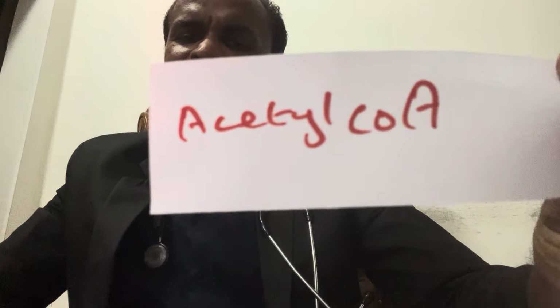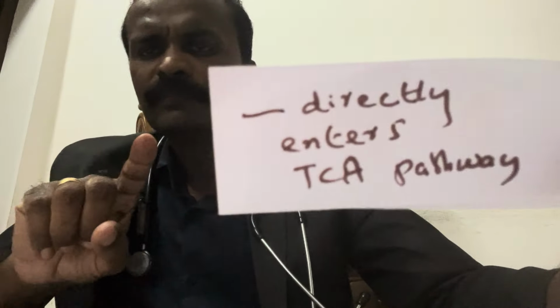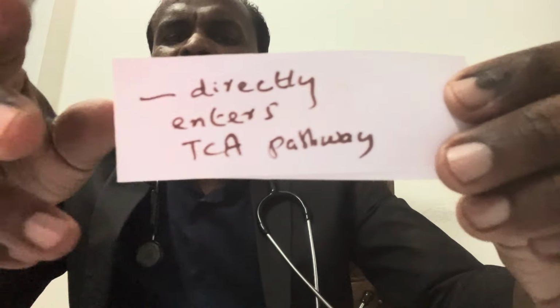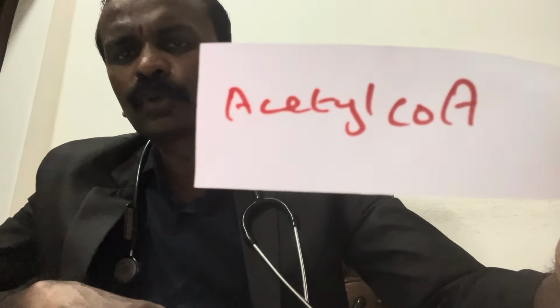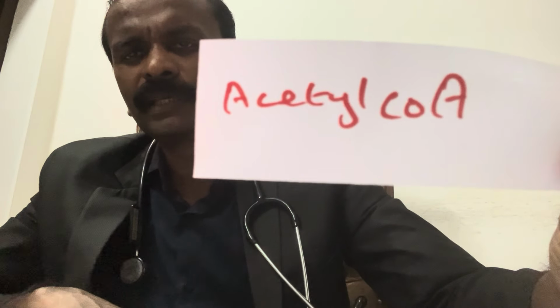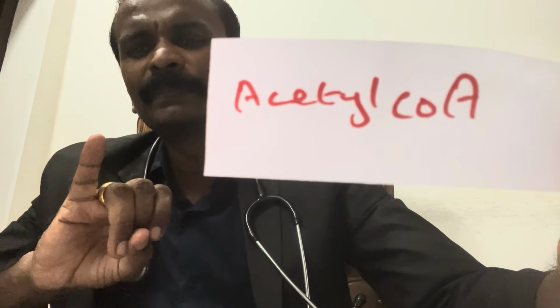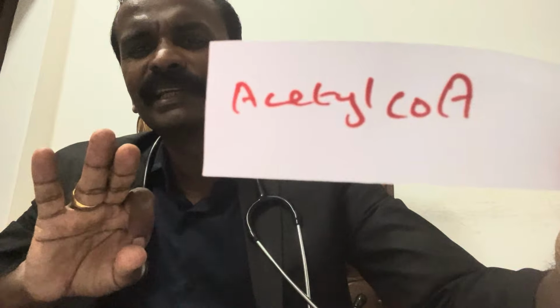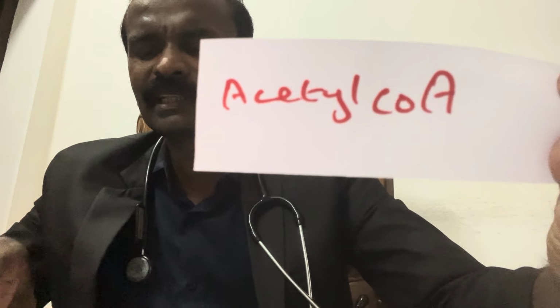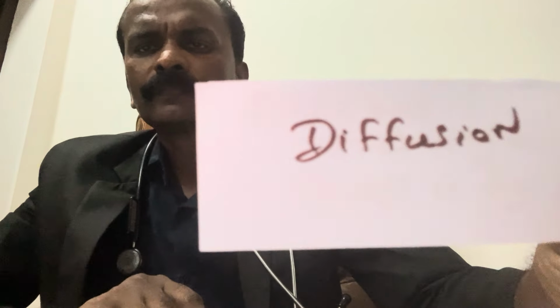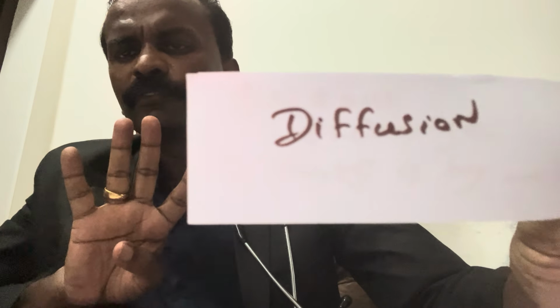Or dash directly enters. Yes. Acetyl CoA. Which one directly enters into the TCA cycle? The same thing there. Acetyl CoA. They'll give you 4 choices: ATP, acetyl CoA, NADP, carbon dioxide. You'll get confused. So directly means acetyl CoA. They have given 4 choices.